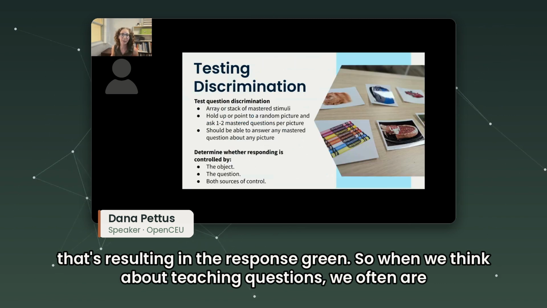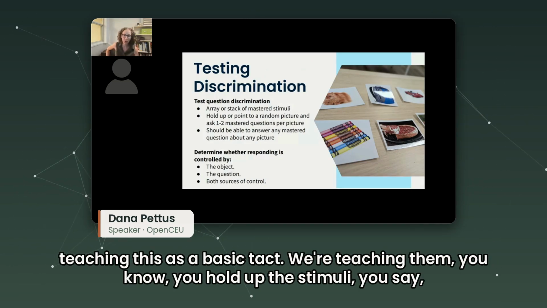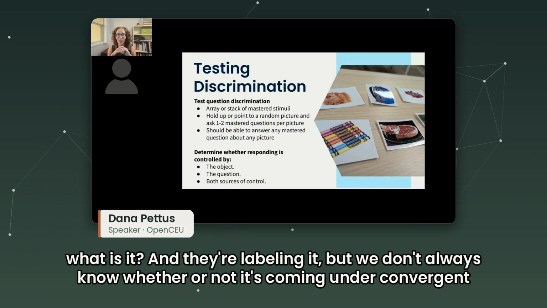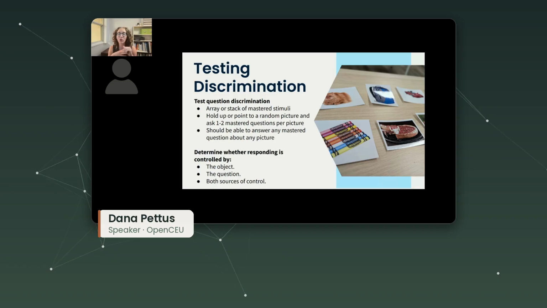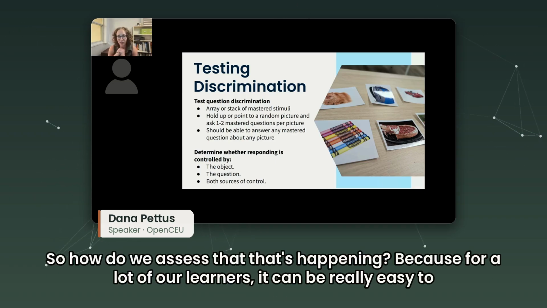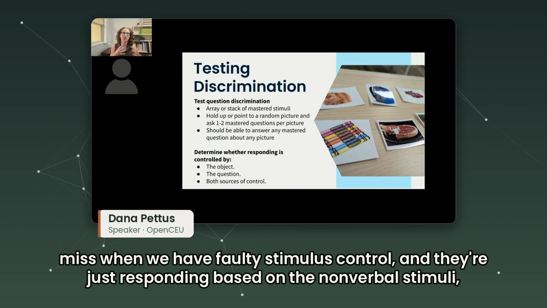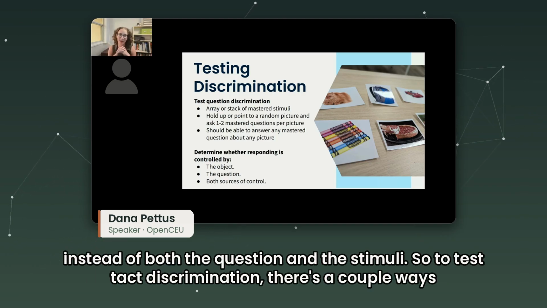So when we think about teaching questions, we often are teaching this as a basic tact. We're teaching them, you hold up the stimulus, you say, what is it? And they're labeling it. But we don't always know whether or not it's coming under convergent control, both the question and the item, or if it's just single control of that nonverbal stimulus. So how do we assess that that's happening? Because for a lot of our learners, it can be really easy to miss when we have faulty stimulus control and they're just responding based on the nonverbal stimulus instead of both the question and the stimulus.